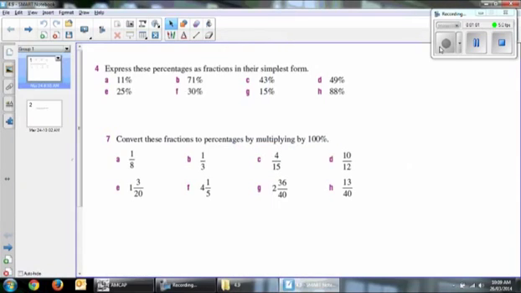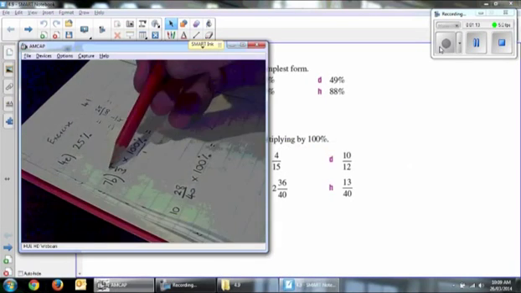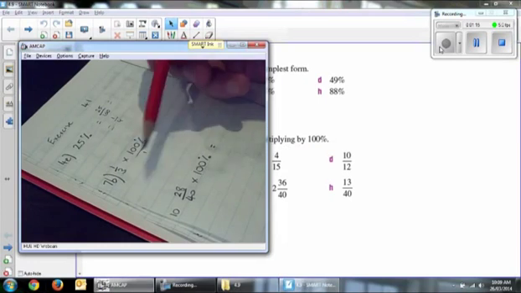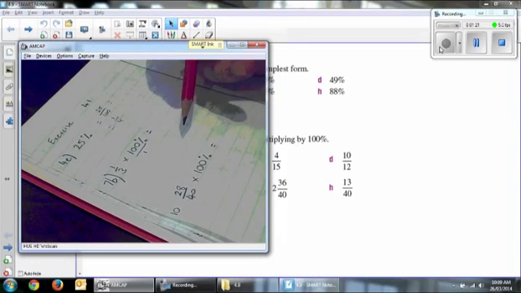If we come back to the next question, 7, convert these fractions to percentages by multiplying by 100%. Gets a little bit trickier here, but not too tricky. Let's have a look at B, which is 1/3. We need to turn 1/3 into a percentage. Here I've gone times 100%, and I've put the fraction over 1.